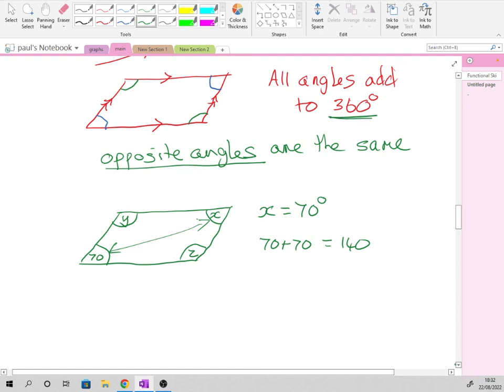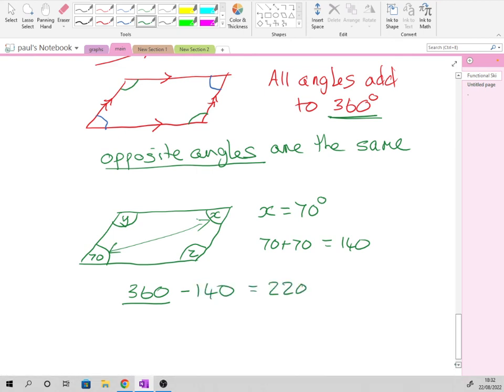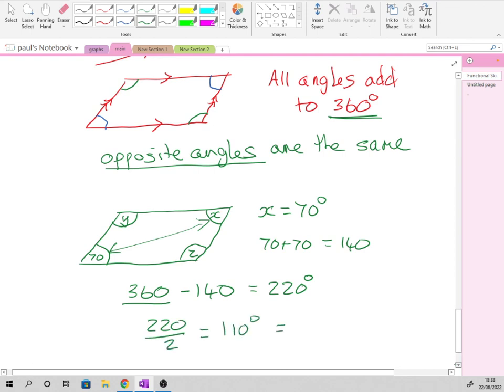Now we know that all of them add up to 360. So if we do 360, take away 140, that leaves us 220 degrees. So it means that Y and Z together make 220 degrees. Y and Z are exactly the same as each other, therefore 220 divided by 2 equals 110 degrees, which equals Y, and it also equals Z as well.